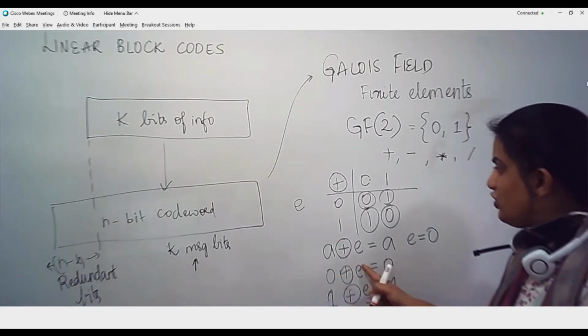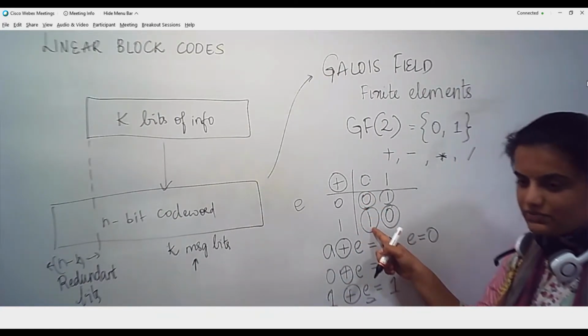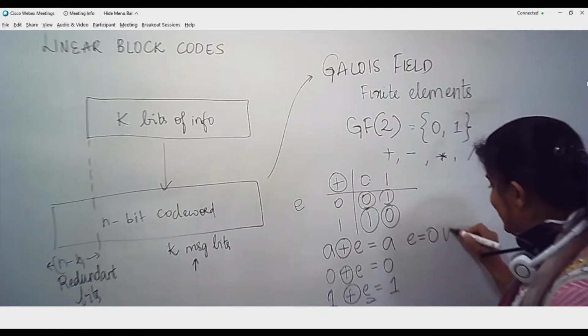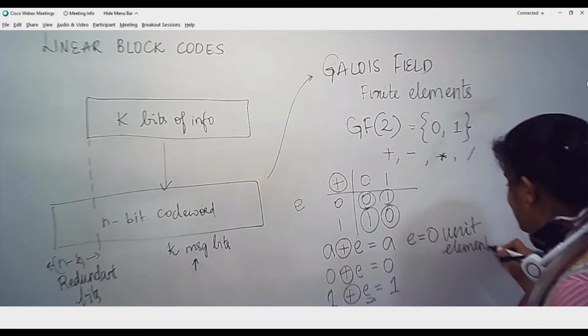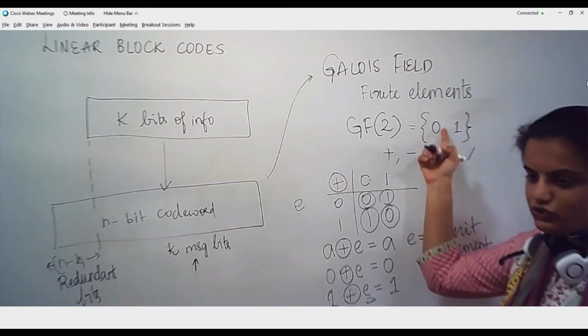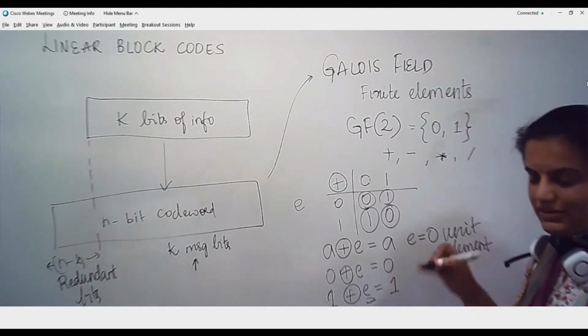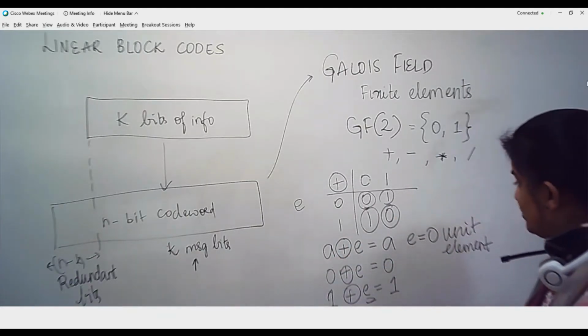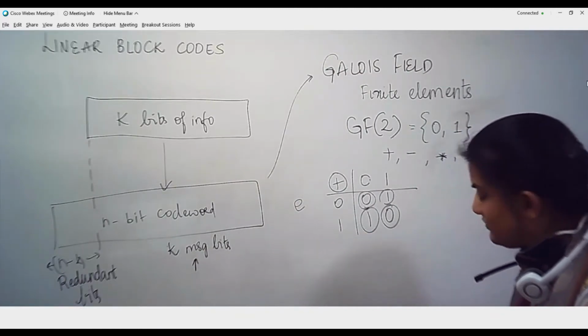So when you add 0 with a 0, you get a 0. When you add 1 with a 0, you get a 1. That means 0 is the unit element. When you add 0 with any element from the GF2 field, it will remain the same. You will get the same element back. So this is what we call a unit element. Then we have the inverse element. What do you mean by inverse element?